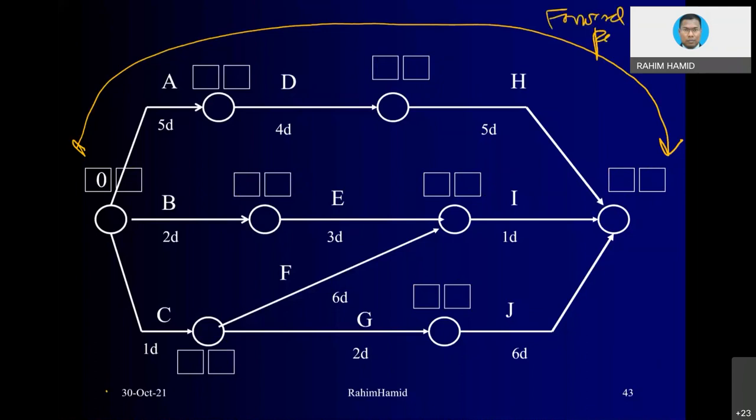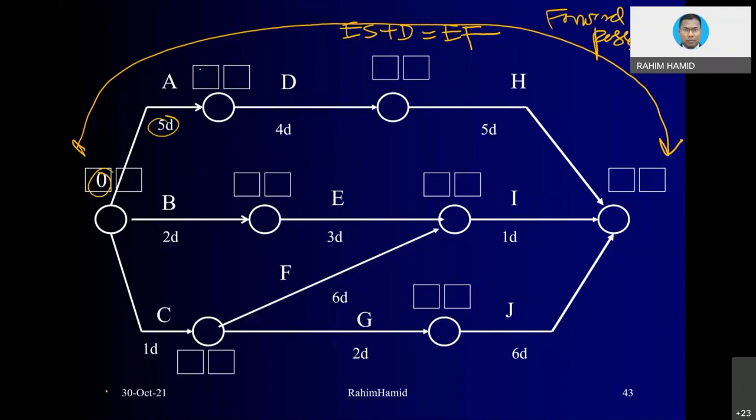Remember, forward pass is basically early start plus duration equivalent to early finish. So how do we start? We start with zero. And then you add up with the duration for each activity. Let's start with A. Zero plus five equivalent to five.